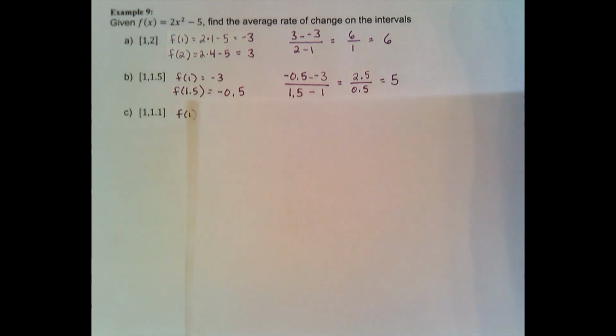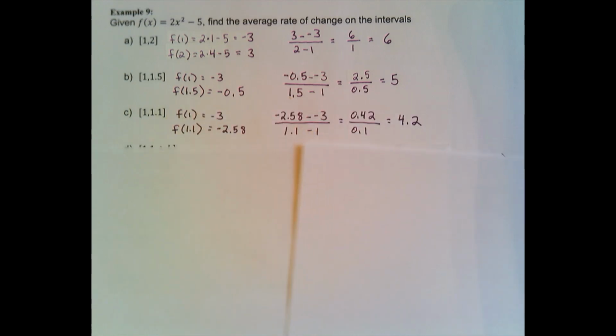In part C, we're doing it from 1 to 1.1, so there's not much of a change from the previous problem. This time the window's a little bit smaller. I encourage you to pause it. And if we go through the whole process, we arrive at a slope or average rate of change of 4.2.